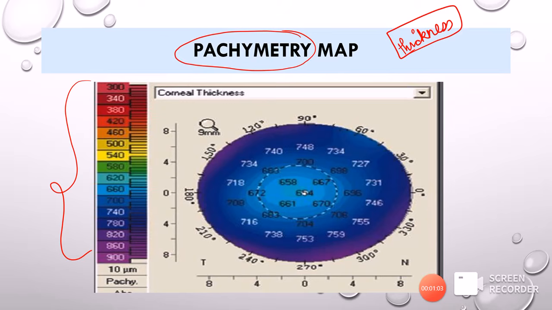You can see here it is all bluish in color, which indicates that it is normal. Bluish, greenish, cool colors indicate good corneal thickness, and the red ones indicate that there is thinning. Corneal ectasias like keratoconus not just have steepening, they also have thinning, and therefore the pachymetry maps are also equally important.